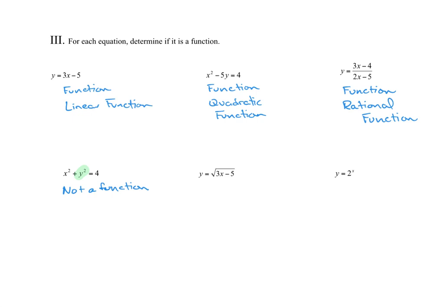Okay, y equals the square root of 3x minus 5. This is a function. And we actually call it a radical function.